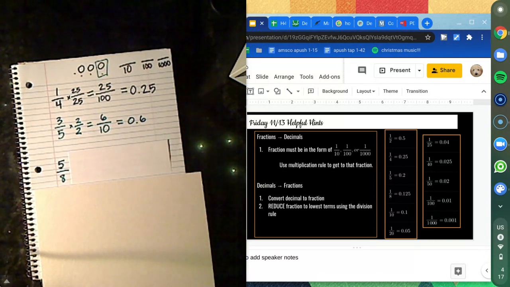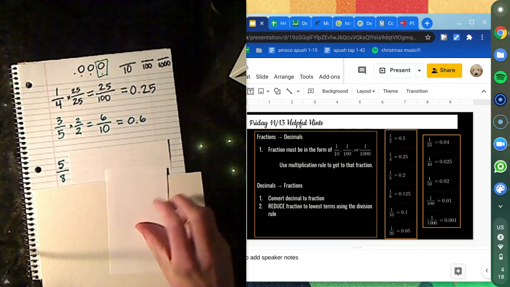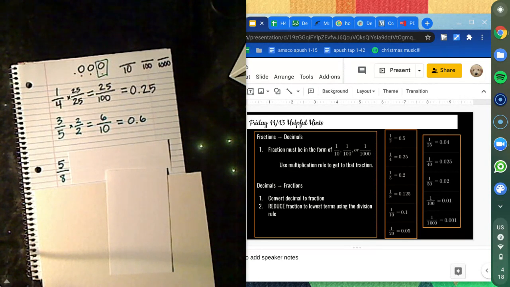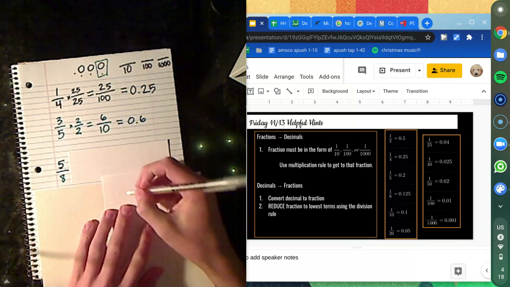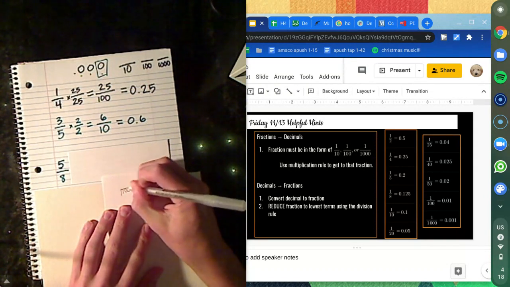This one's a little more complicated because it's an eighth. Eighths cannot go into tenths. Eighths cannot go into hundredths. But eighths can go into thousandths. But think, how are we going to get 8 to go into 1,000? That would be a lot, right? It would probably go in a lot of times. So real quick, I'll show you on this long division here, just really quickly, but this is how you can find it if you forget.